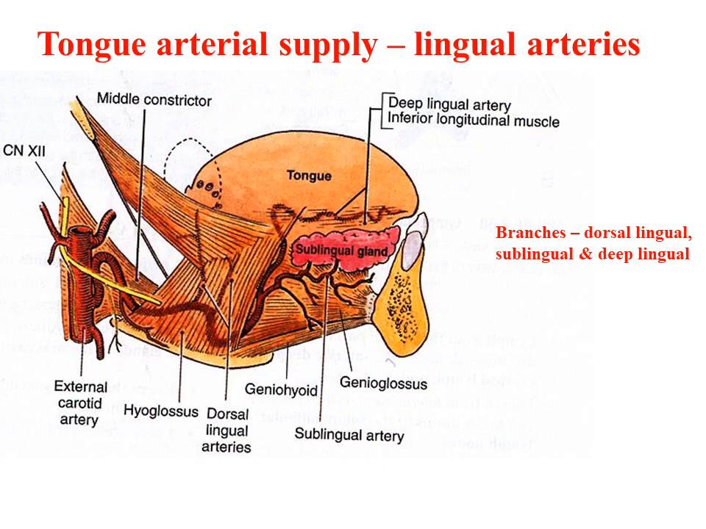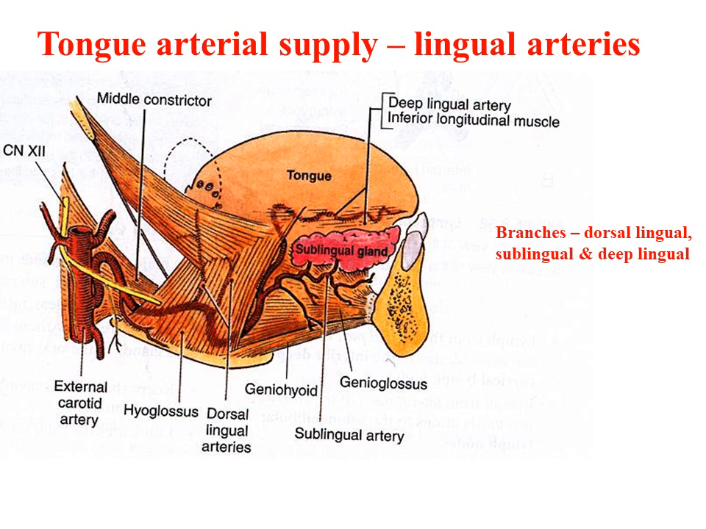Arterial supply of the tongue. The blood supply of the tongue mainly comes from the lingual artery. The lingual artery is a branch of the external carotid artery. It supplies the tongue by 3 main branches: dorsal lingual arteries, deep lingual arteries, and sublingual arteries.